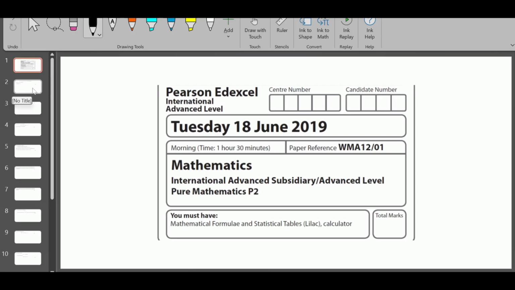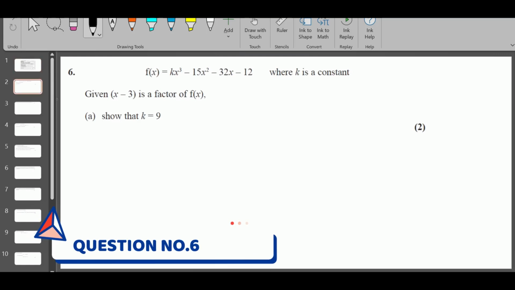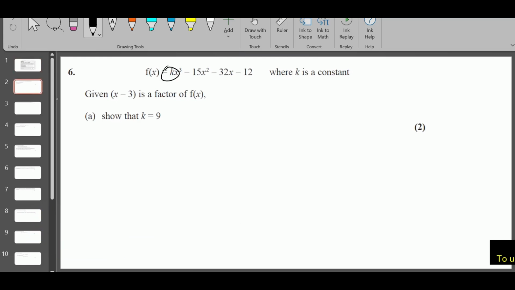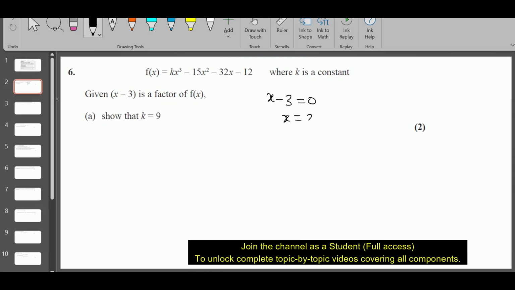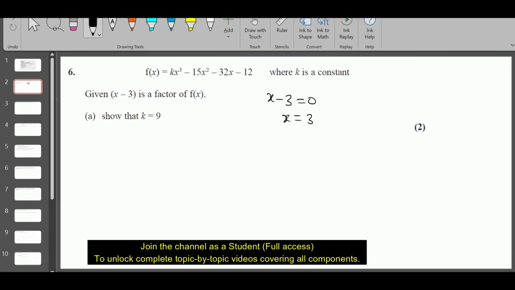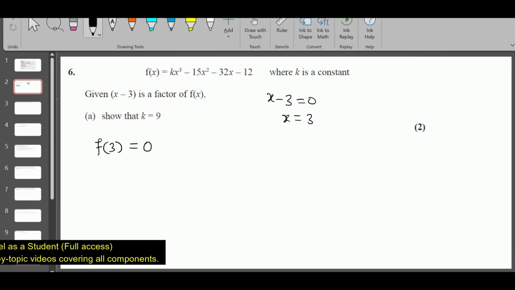In the previous video we have covered question number 1 to 5. Let's look at question number 6 now. We have a function given where k is a constant. X minus 3 is a factor of f of x. So you put x minus 3 is 0, so x is equal to 3. So when you sub in x is equal to 3 into the function, you should get 0, because the remainder will be 0.